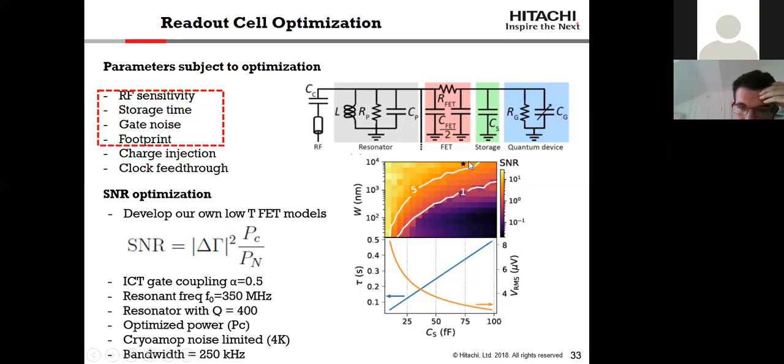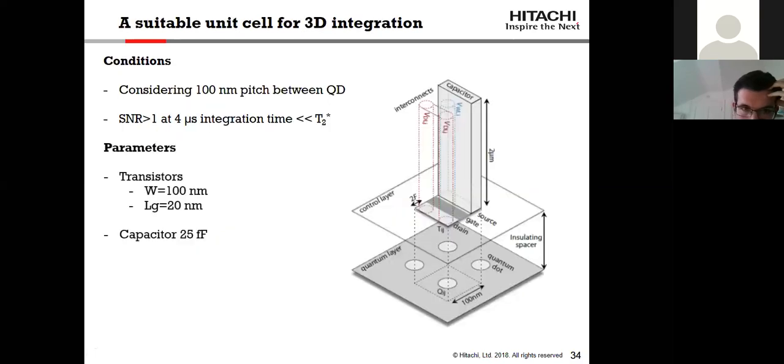But in principle, you could make your transistor smaller and preserve the signal-to-noise ratio if you were willing to sacrifice the storage capacitance value, hence sacrifice storage time. Good. Okay, so a suitable unit cell for DRAM architectures is presented in this schematic here.